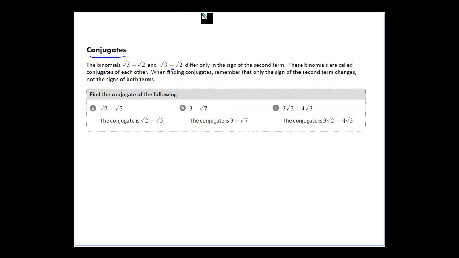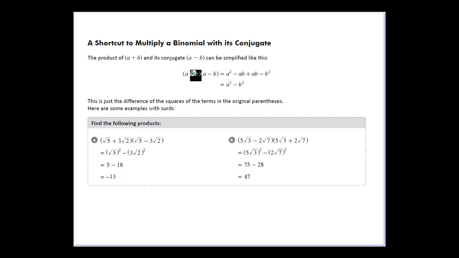Why do we bother with conjugates? Well, we get a nice result when we multiply a conjugate by its partner. Using just the algebra, a plus b and a minus b are conjugates. When we multiply these out like we were doing before, the a times the a gives us a squared. A times minus b gives us minus ab.